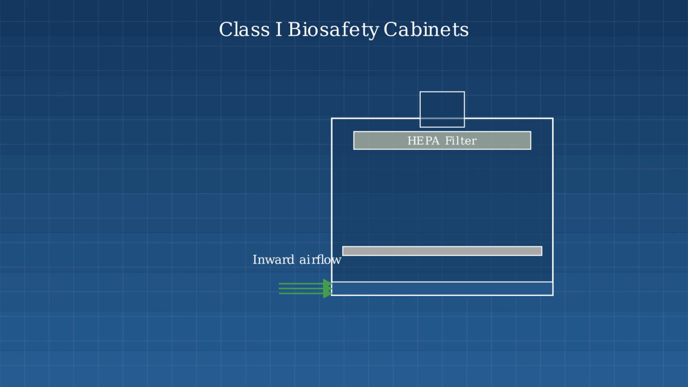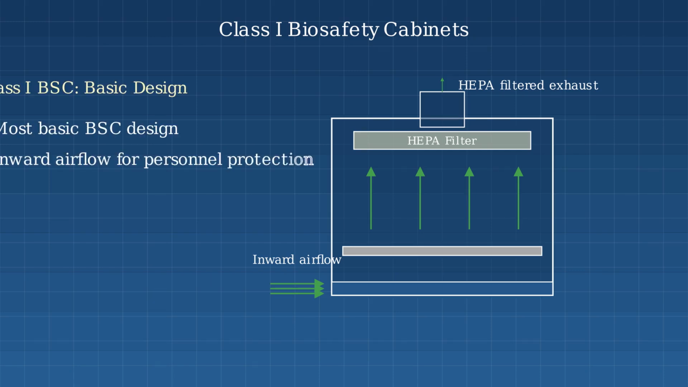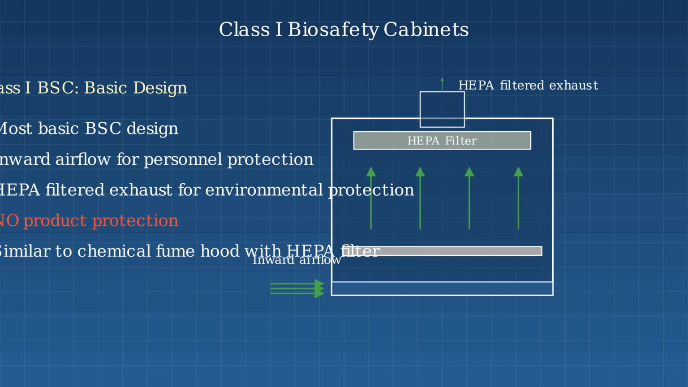Class 1 cabinets operate with a principle of inward airflow. Room air is drawn in through the front opening at a minimum velocity of 75 linear feet per minute. This contaminated air then flows upward inside the cabinet and through a HEPA filter, removing airborne contaminants before being exhausted from the cabinet. The key features of a Class 1 BSC include its simple design and its ability to provide protection for both personnel and the environment.